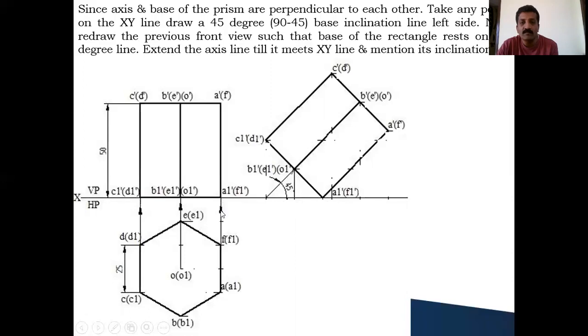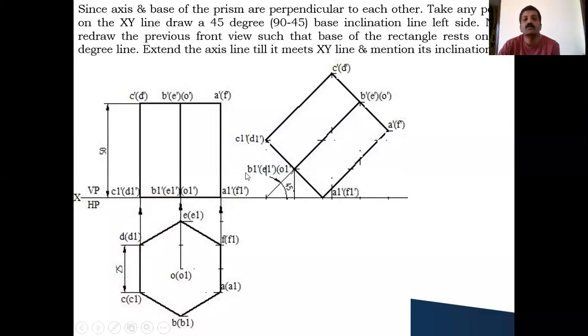The point which I have taken, I will call it A1 dash and F1 dash. After drawing this 45 degree line, take this base length A1 to C1 dash. This length you take from this as the center, you cut it here. Transfer these corresponding points also. Join this, and also from here to this distance you take from 1 dash. Mark it here and transfer these points also here.